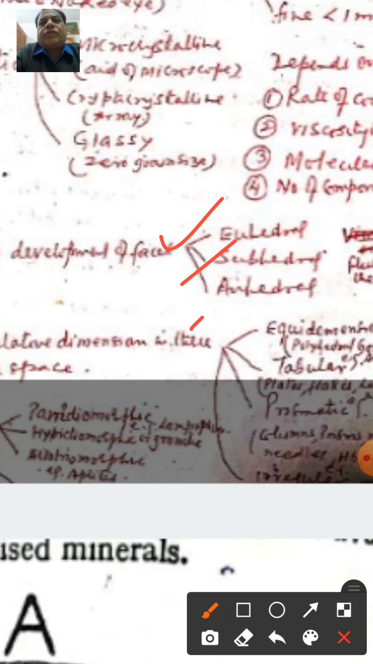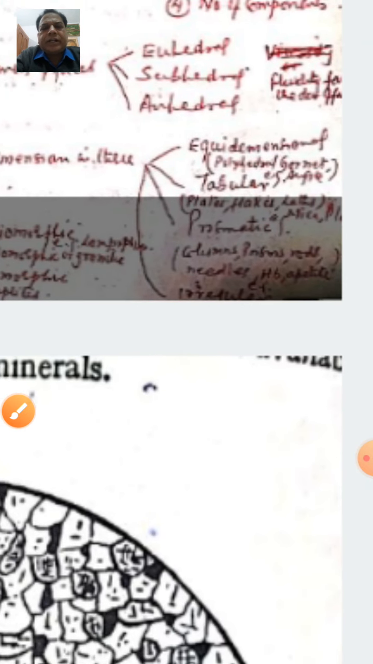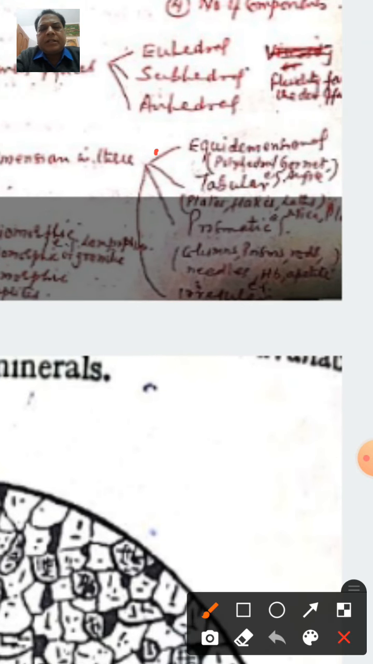Similarly, on the basis of the relative development in three dimensions of space, if the grain is equally grown in all three directions of space, then we call it equidimensional. If they are better grown in two directions, tabular; in one direction, they are prismatic. So this is the shape of the crystals.